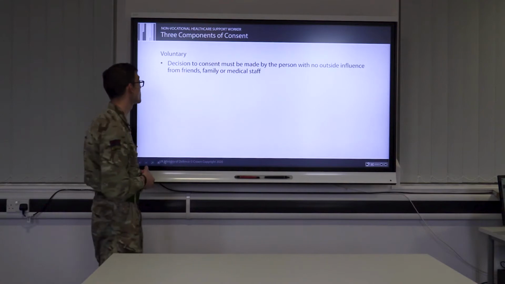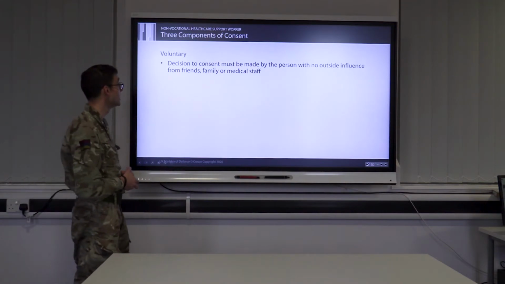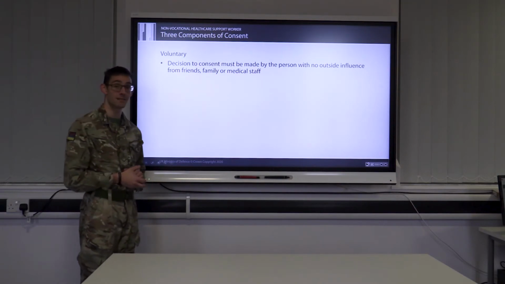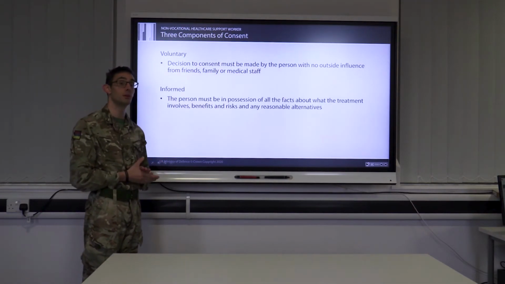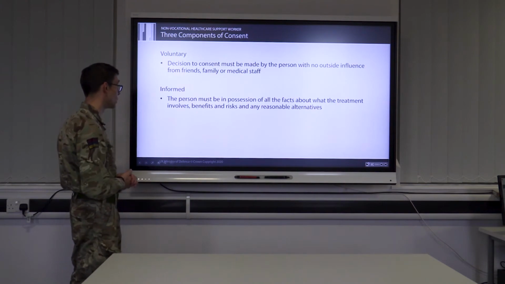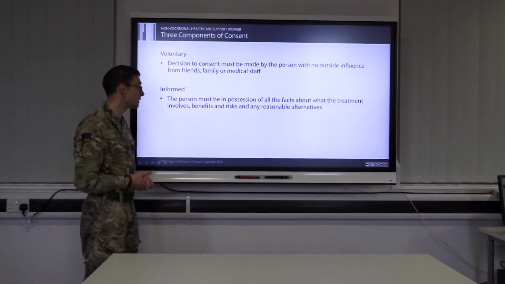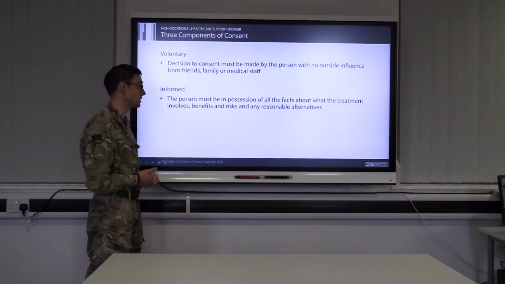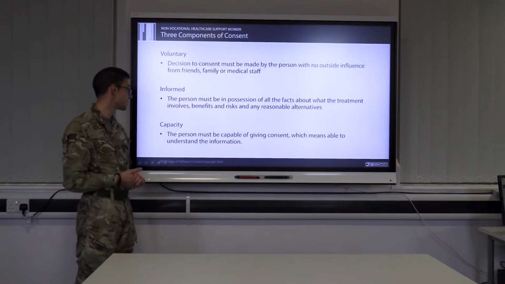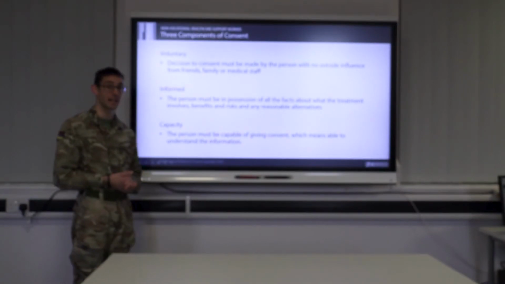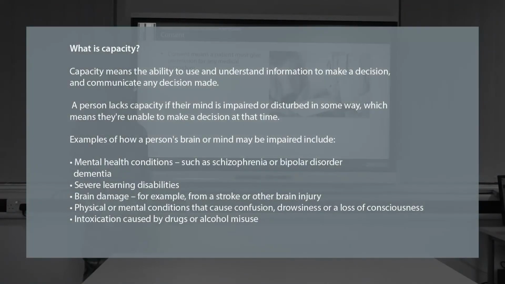Three components of consent. Voluntary. The decision to consent must be made by the person with no outside influence, from friends, family or medical staff. You cannot influence their decision. Informed. The person must be in possession of all the facts about what the treatment involves, benefits and risks and any reasonable alternatives. Capacity. The person must be capable of giving consent, which means able to understand the information you have given them.